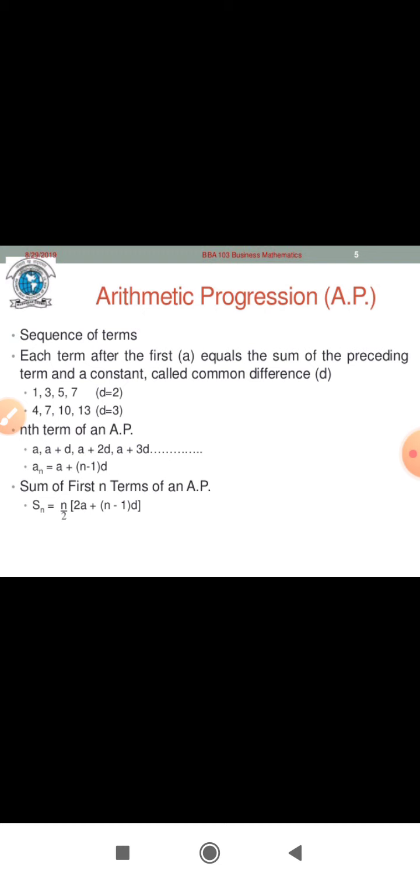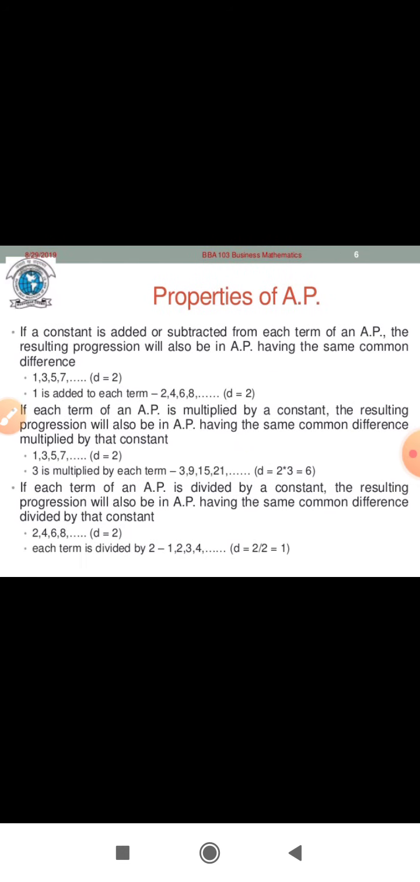Here a is equal to the first term and d is equal to the common difference. The sum of the first n terms of an arithmetic progression will be Sn is equal to n by 2 bracket 2a plus (n minus 1) into d. Properties of arithmetic progression: if a constant is added to or subtracted from each term of an AP, the resulting progression will also be in AP having the same common difference.